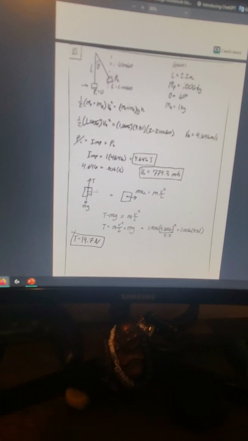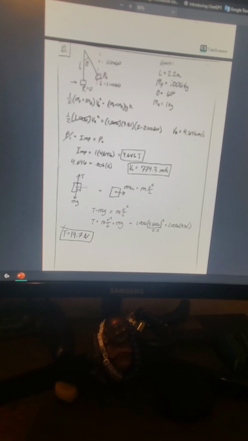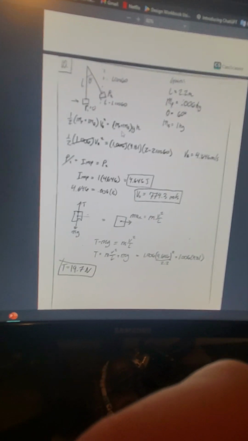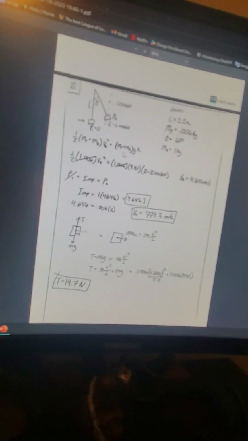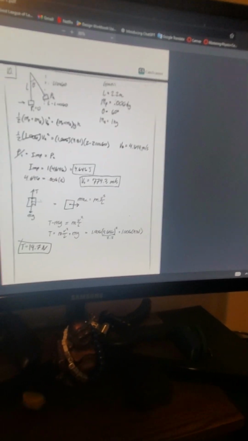So basically I just used simple conservation of energy here. The initial kinetic energy of the block as soon as it's hit is going to equal the mass times gravity times height. So using that, you can solve for the velocity of the block. That's how fast the block is moving as soon as it gets hit.